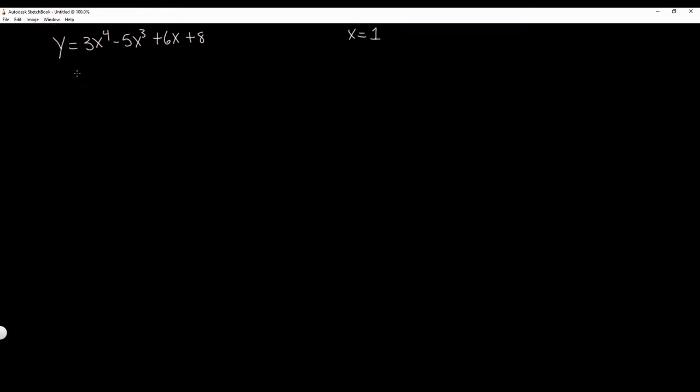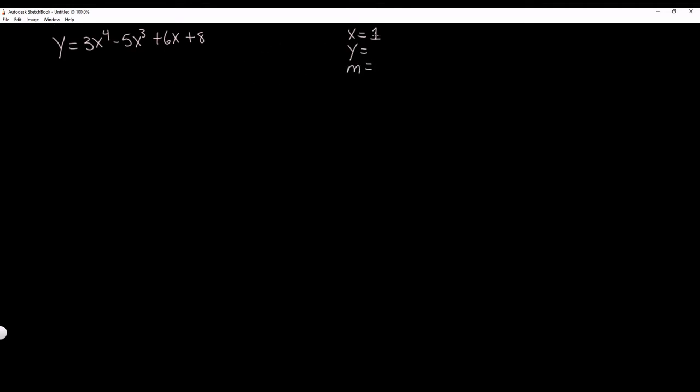So for our next problem, say we had y is equal to 3x to the 4th minus 5x cubed plus 6x plus 8. And we wanted to find the equation of the tangent line at x is equal to 1. So we have x, we're going to need y, and we're going to need m.